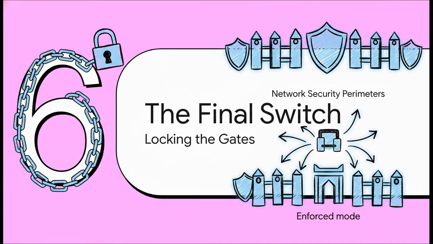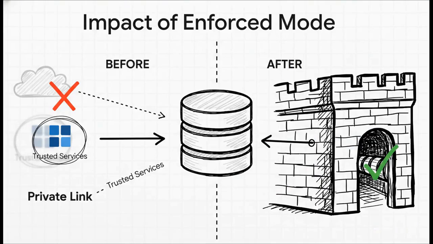So let's talk about that end goal. Let's really zero in on what happens when you finally lock the gates and move a resource into full enforced mode. Okay, so once you're in enforced mode, a few big things change. First, public access is off by default, period. It's only allowed if you have a perimeter rule that explicitly says so. Second, those old trusted services exceptions, yeah, those are gone, because perimeter rules give you way more precise control. But, and this is really important, your existing private link access is completely untouched. It just keeps on working.